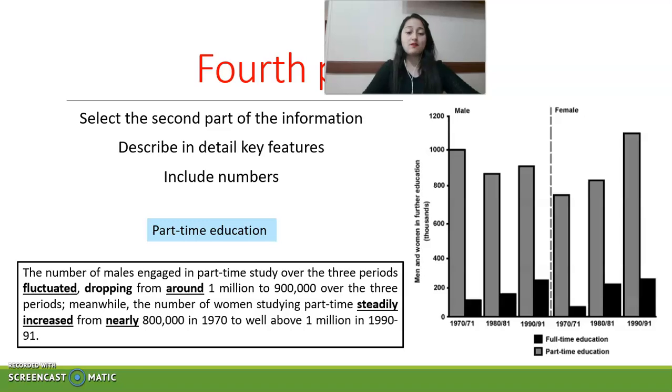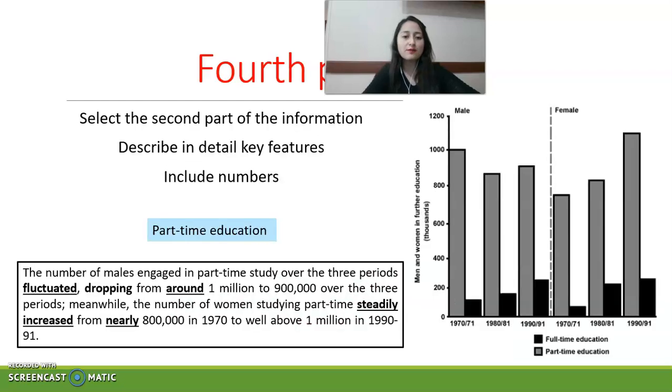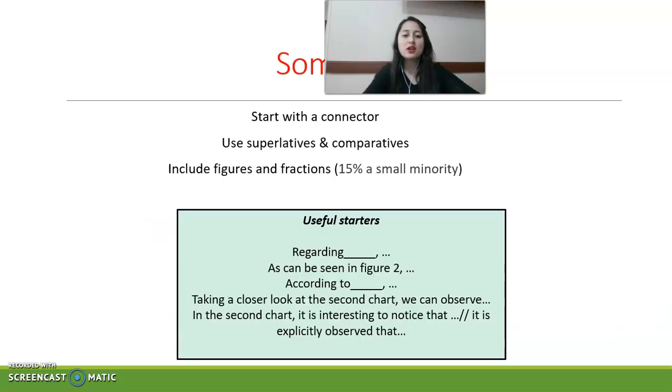So, just as I mentioned before, if you want, you can start with a connector for this fourth paragraph. You can say "regarding part-time education." Something important here is that you do not repeat the same connector. If in paragraph number 3 you started with "regarding" something, in the fourth paragraph you are not going to start again with "regarding." You need to vary your language. Okay? And same comment: use superlatives, comparatives, figures, and fractions.